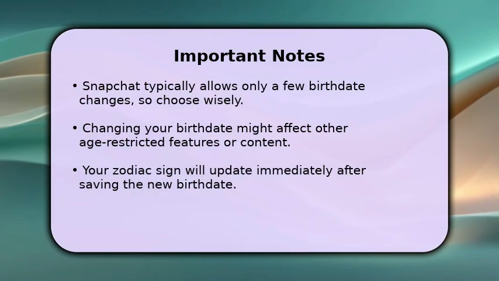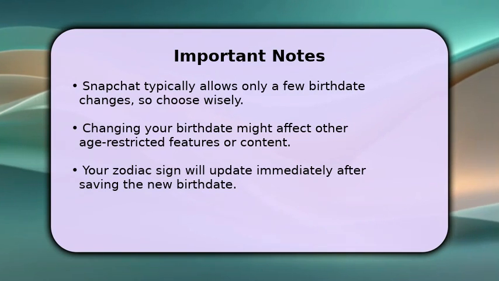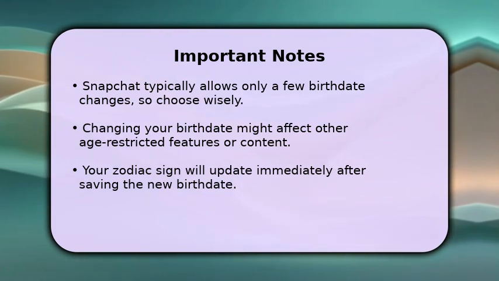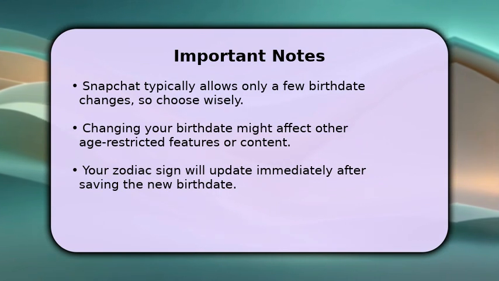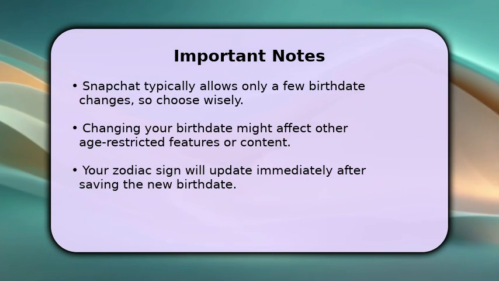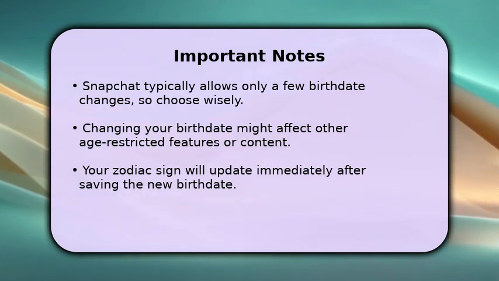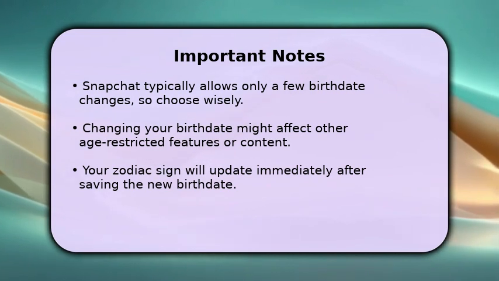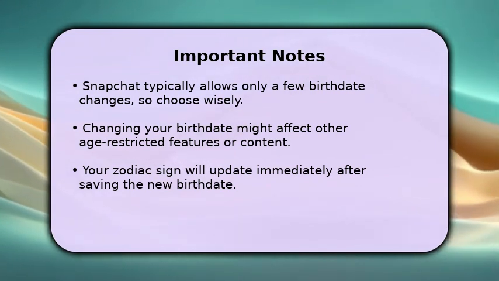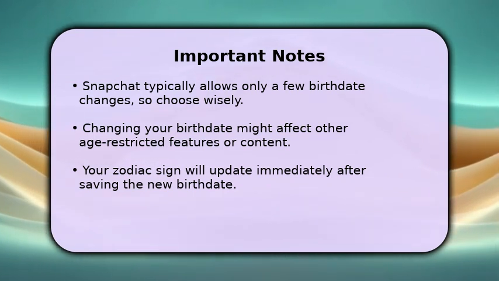It's important to remember that Snapchat usually permits only a limited number of birth date changes, often just a few times in total. Therefore, make sure the birth date you enter is accurate and the one you intend to keep. Also, be aware that altering your birth date could potentially impact access to certain age-restricted features or content within the app. Once saved, your zodiac sign will update instantly to reflect your new birth date.